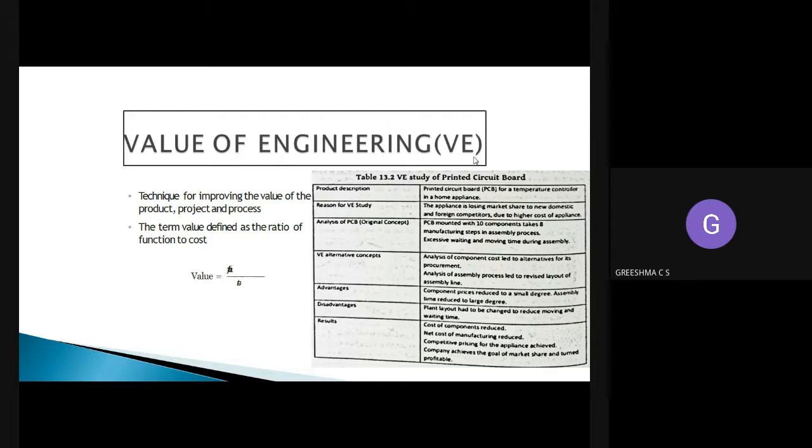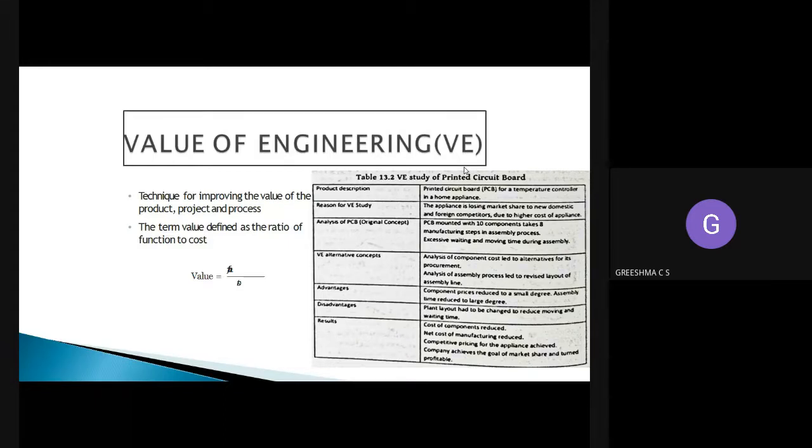That is, you have to think in terms of a designer view. Okay, you are not thinking in terms of a customer view. You have to think in the view of a designer. Okay, so you are designing a product, so how will you give the maximum value to the product? Okay, so that is value engineering. It is a technique for improving the value of a product, project and process. That is, value engineering is a technique which is applied to improve the value of a product.